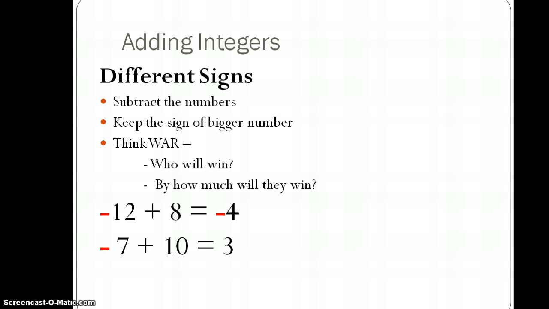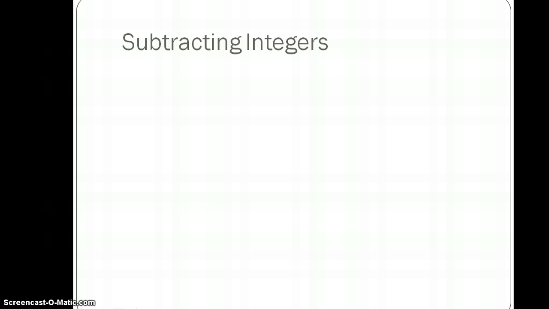Negative 7 fighting against a positive 10 is going to give you a positive answer because the positive 10 will win. So, when you're subtracting integers, it's the same basic concept, but sometimes you get that double negative thing happening.